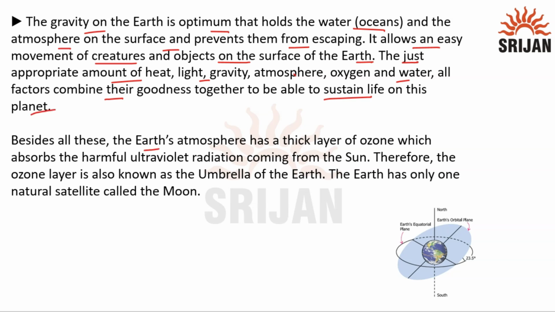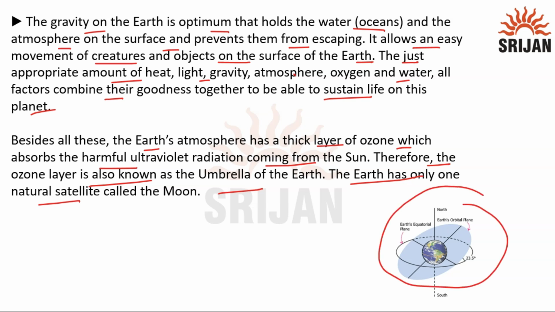And besides all these, the Earth's atmosphere has a thick layer of ozone which absorbs the harmful ultraviolet radiations coming from the Sun. Therefore, the ozone layer is also known as the umbrella of the Earth. The Earth has only one natural satellite, and that is the Moon. This is how the Earth rotates: the Earth's orbital plane, the Earth's equatorial plane, and the north-south directions.